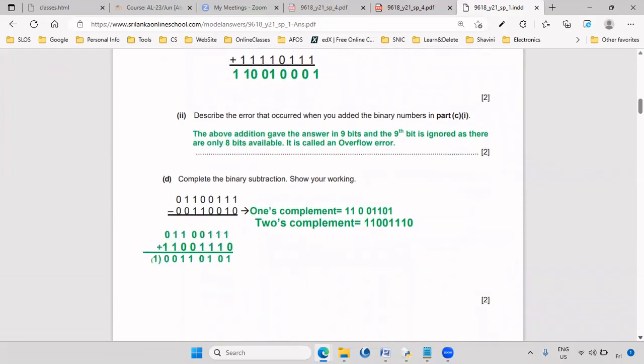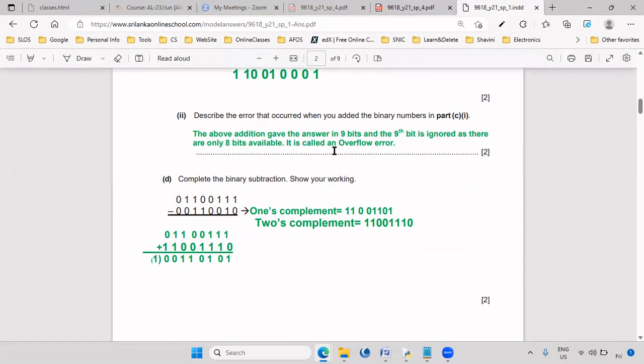Describe the error that occurred when you added the binary numbers in part C I. The above addition gave the answer in 9 bits and the 9th bit is ignored as there are only 8 bits available. Only 8 for the register. It is called an overflow error. So the 9th bit is lost.